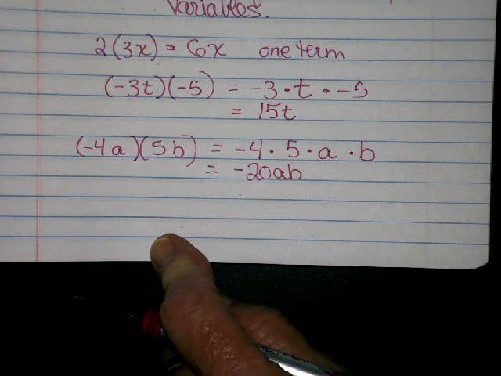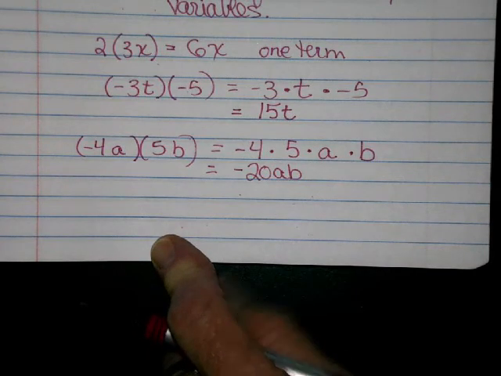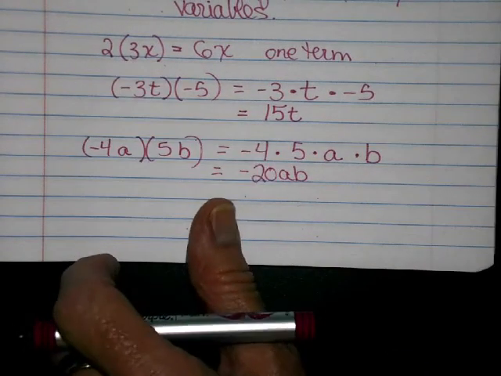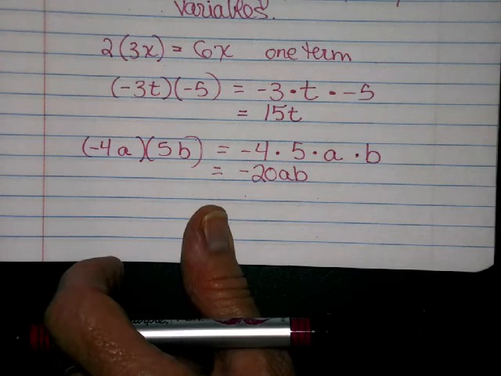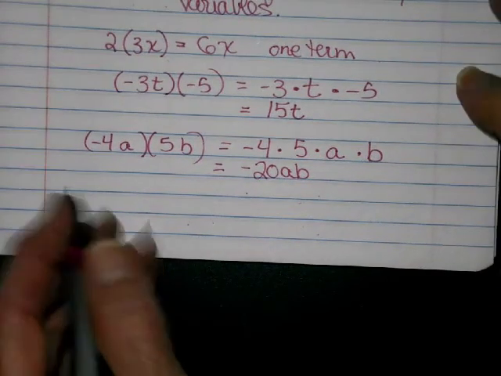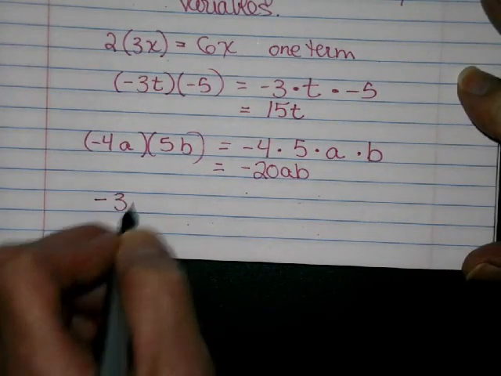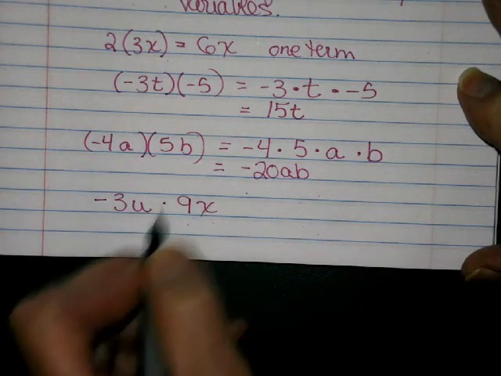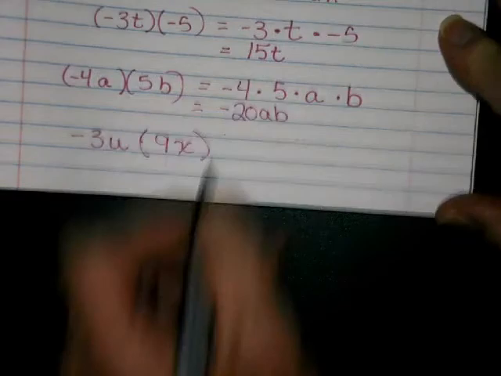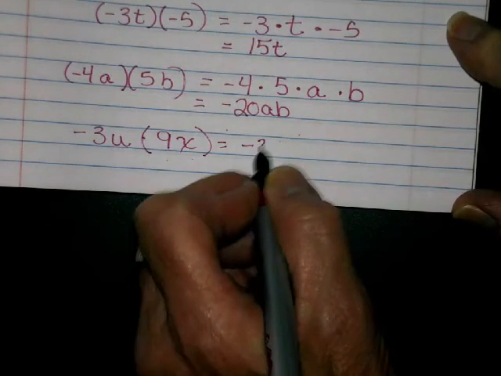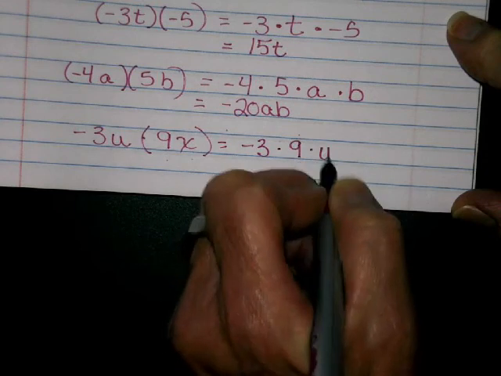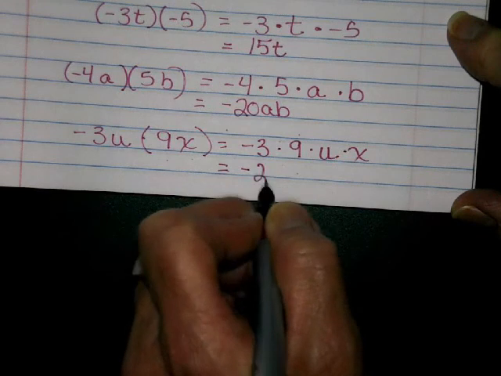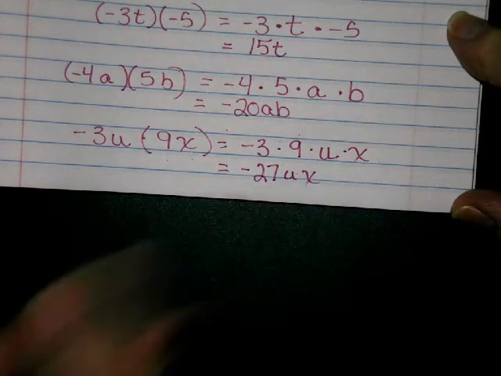What happens if there's one without parentheses and one with parentheses? Read it out. So it's -3u times 9x. Okay, with parentheses around this one. So in your brain, you should see a -3 times a 9 times a u times an x. So you just multiply the number parts.